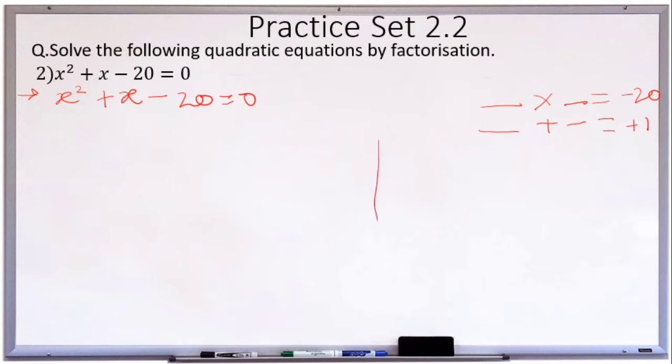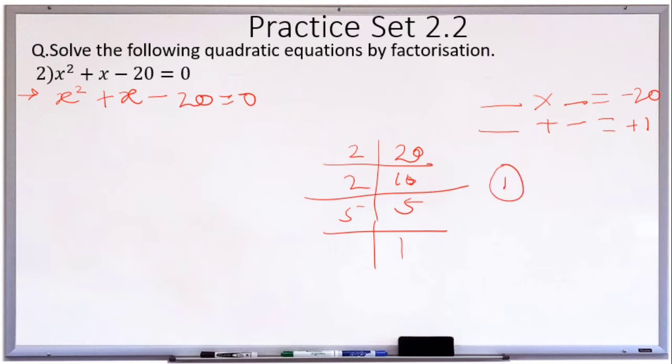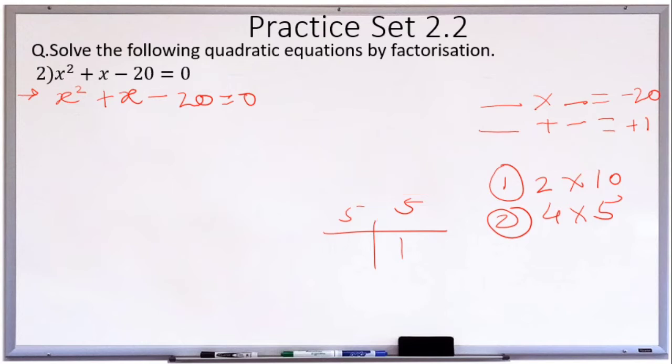So for that we divide 20, starting by 2, 10, then again by 2, 2 5s are 10, and lastly by 5, 5 1s are 5, done. Now let's see how many possibilities we get. First one is 2 into 10, second one is 2 2s are 4 and 4 into 5. Okay, these two possibilities are here: first is 2 into 10 and second is 4 into 5.